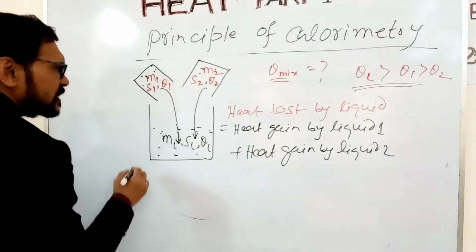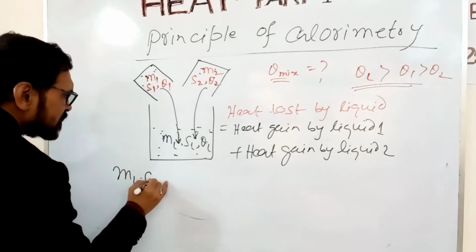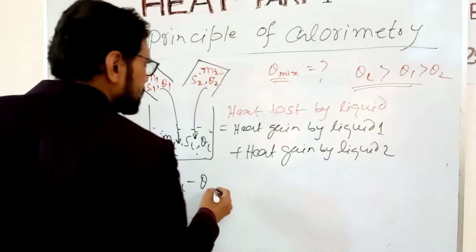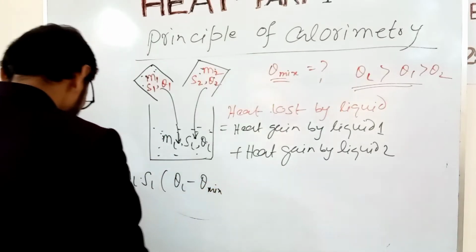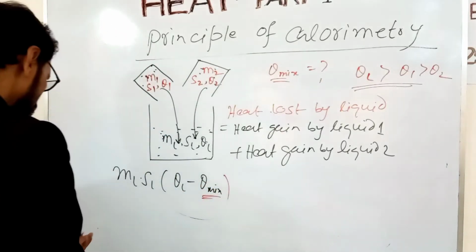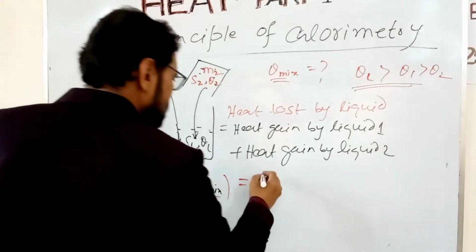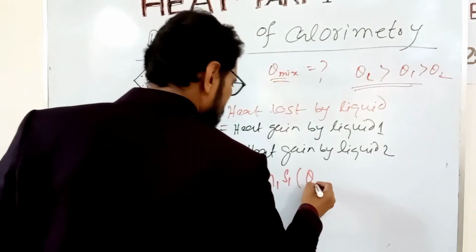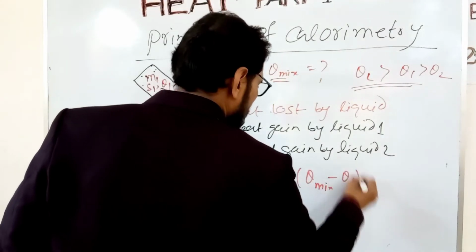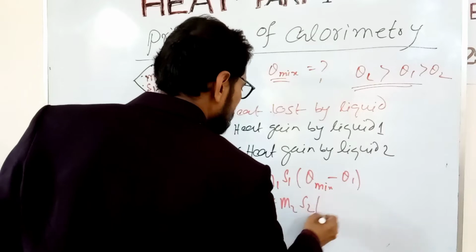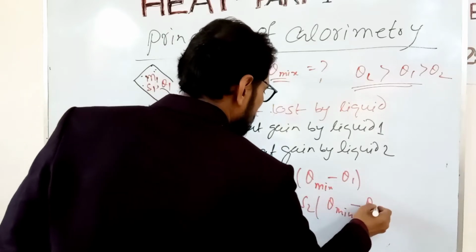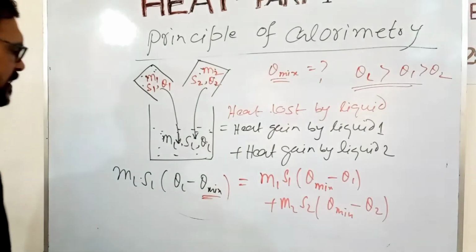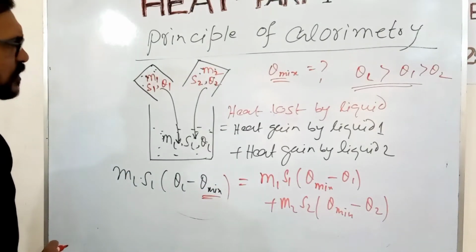Now what is the heat loss by the liquid? This is equal to mass into specific heat into temperature change, M L into S L into theta L minus theta mix. This equals mass into specific heat into temperature rise, so m1 s1 into theta mix minus theta 1 plus m2 s2 into theta mix minus theta 2. So this is the equation to find the temperature of the mixture liquid.